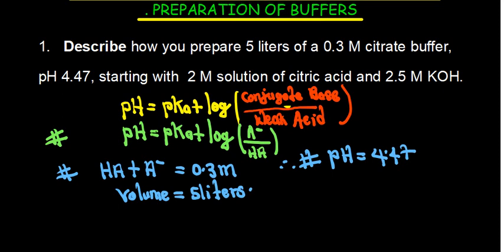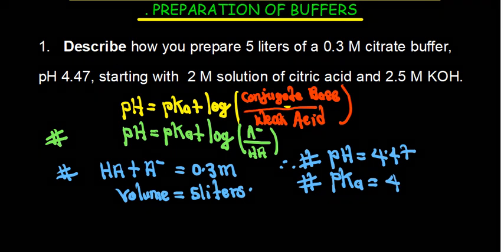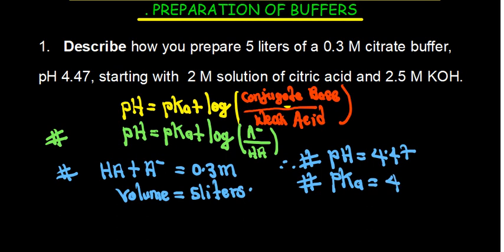So first of all, we also want to find out the pKa of the citric acid. It is a standard value. It is always given there. And the pKa value of that citric acid you're going to get should be 4.76.